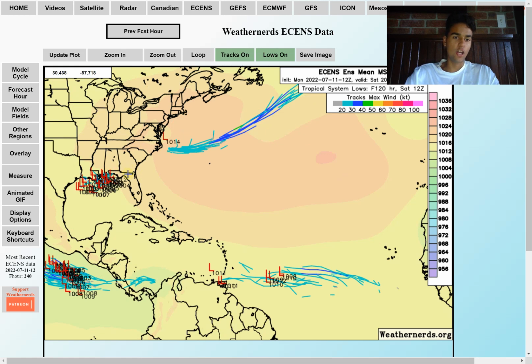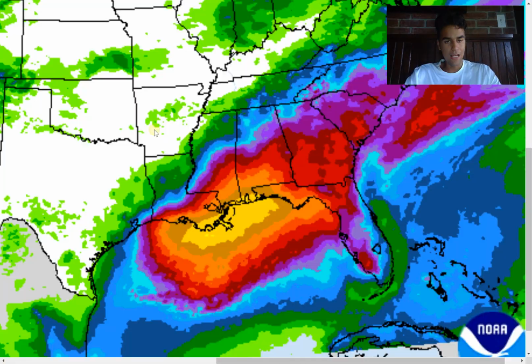And taking a look at the other computer model, the ECENS model, we do see the low pressure systems are a little bit further offshore, so that does raise the chance a little bit. But I'll keep you guys updated regarding the steering flow of this low pressure system to determine how far north or south this will move.